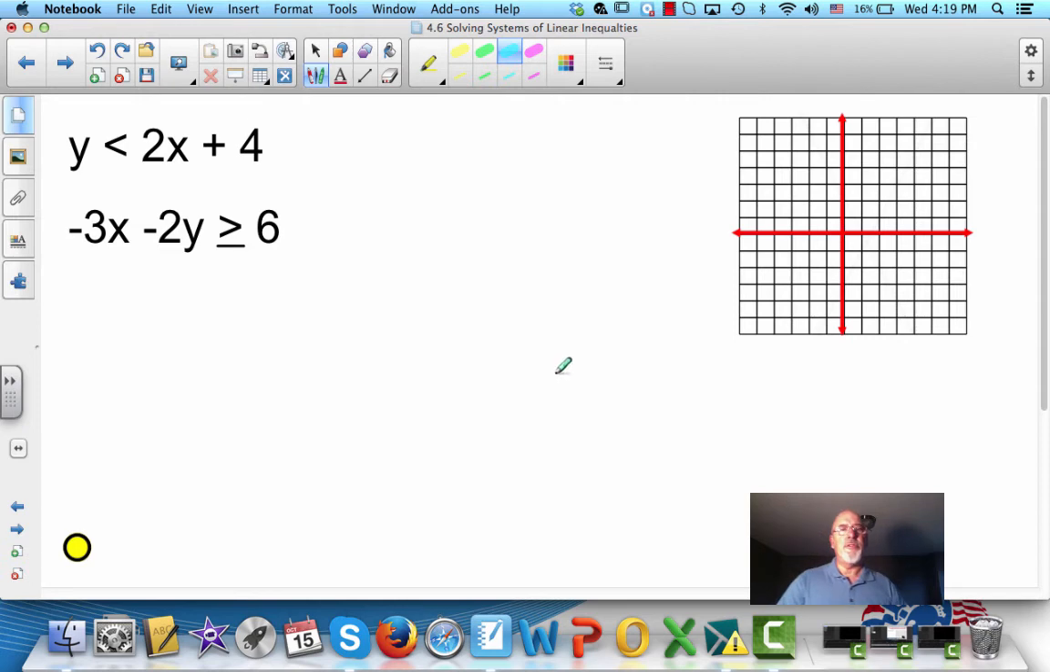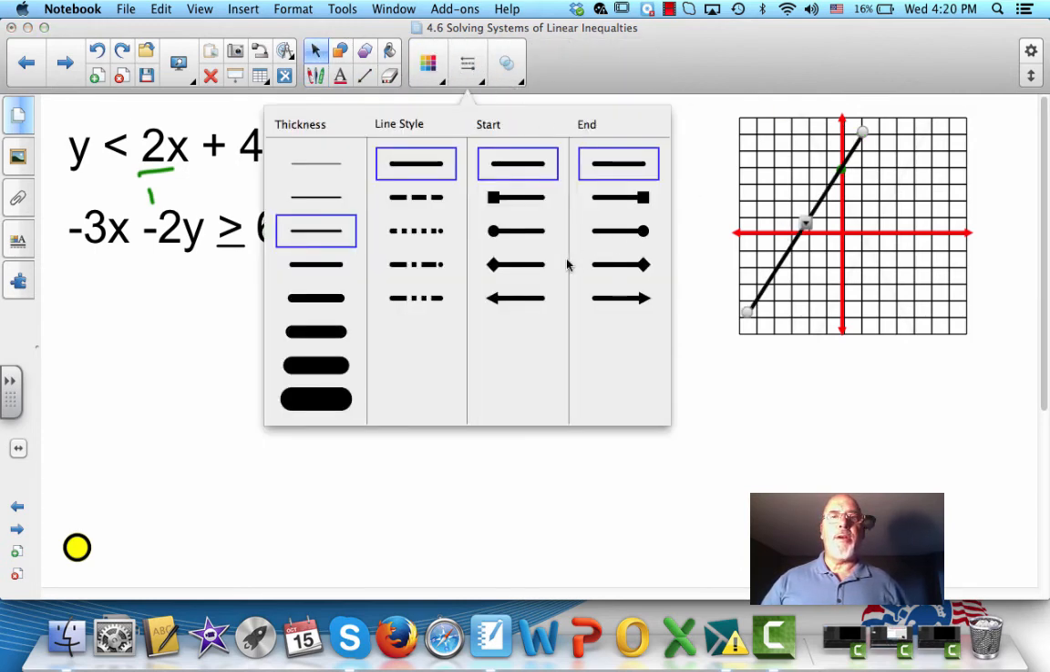All right, your turn. You try this one and get back with me. Okay, so we've got y is less than 2x plus 4. And so we're going to do plus 4. We come over here 1, 2, 3, 4. Now we do y is less than 2x. 2 over 1. So that means we go up 2 and over 1. We can draw our line now. Let's make it a dashed line because it says less than but not equal to.